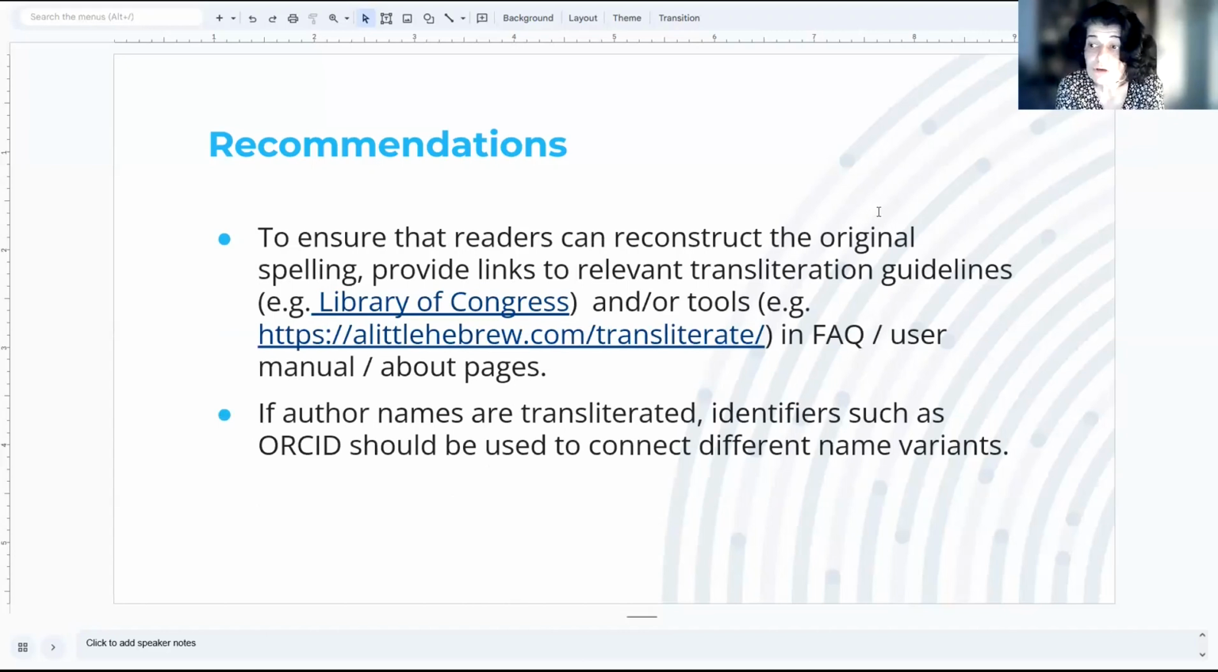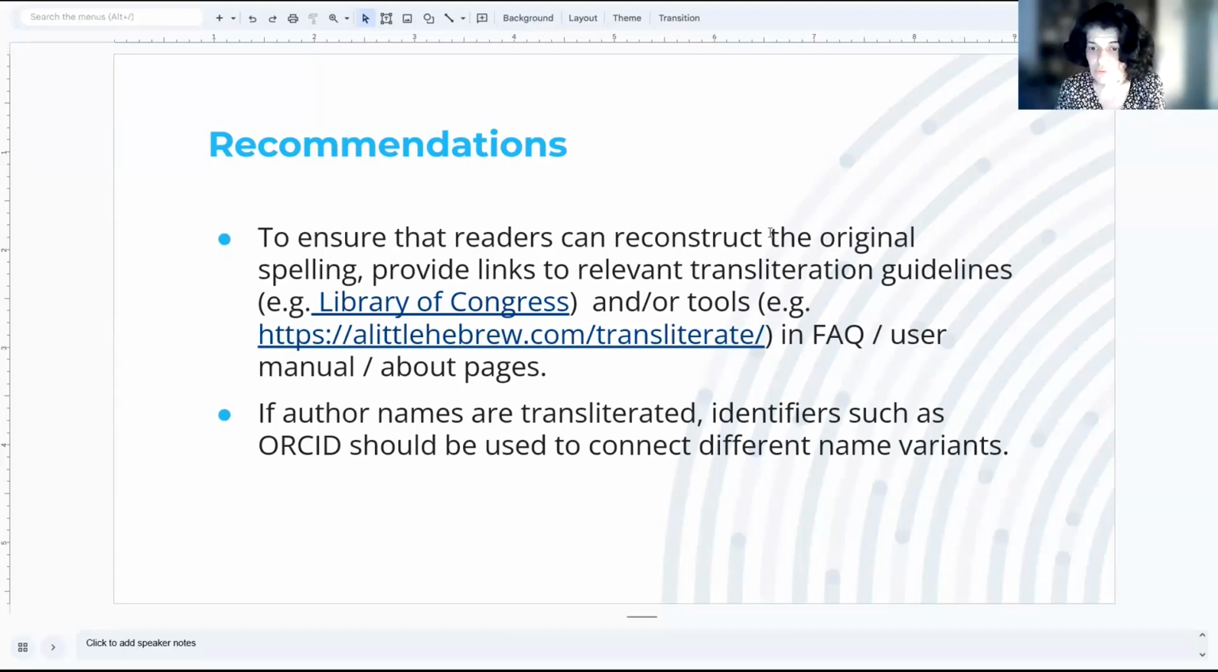You can also mention if you're using, for example, Library of Congress guidelines, and then provide a link where they can go and see these tables. There are also some websites. Unfortunately, these websites are often unofficial and they're not always well maintained. But if there is a reliable website like this one for Hebrew that we mentioned here, also mention these links in these about pages, or where you mention these standards.